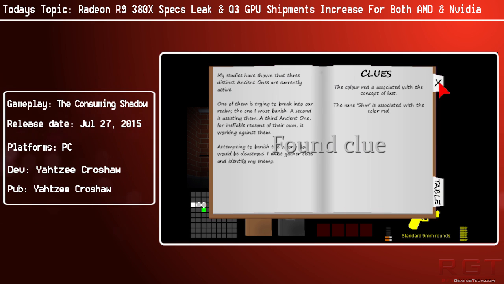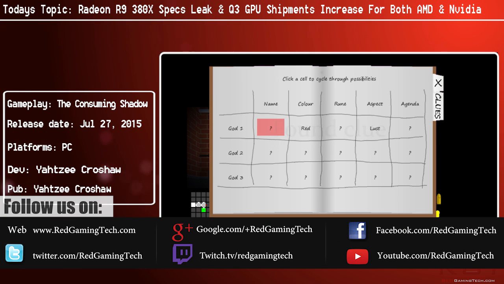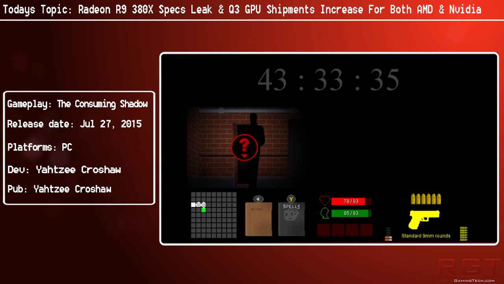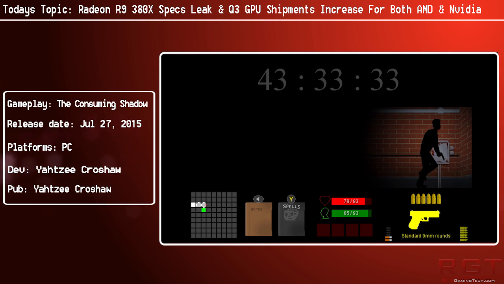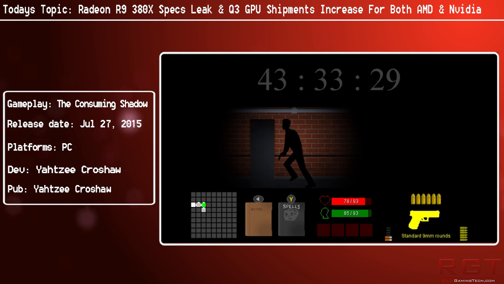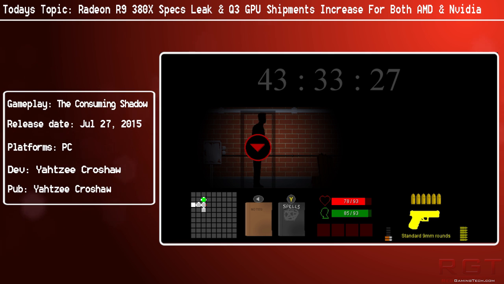We have some details concerning AMD's R9 380X. Supposedly, the final specifications have leaked out, and we also have results of the GPU market share for the third quarter of course this year. So we're going to start things out with the R9 380X because I suspect that's the one that most people are going to be interested in with this particular video.